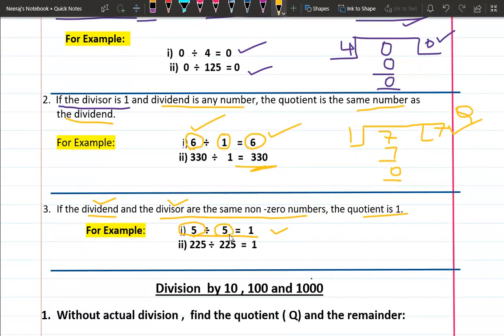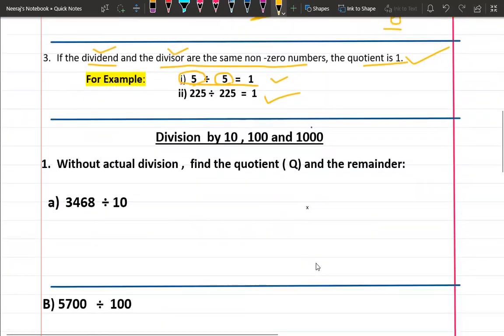So each friend will get only one apple. So 5 friends will get one apple each. So your answer is 1. That's why your answer is 1. So in this way, if you are dividing 225 by 225, your answer will come 1 as the quotient, right?